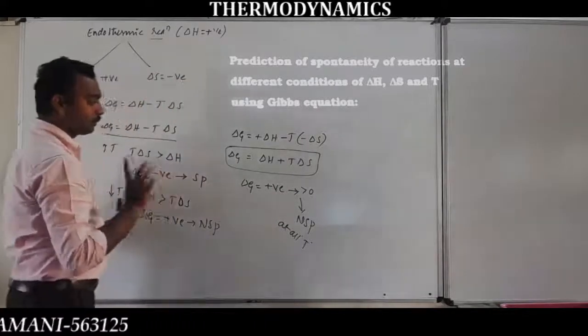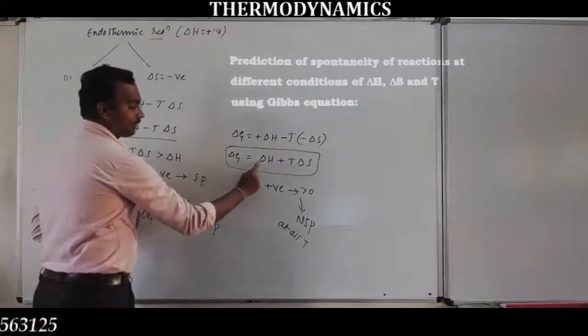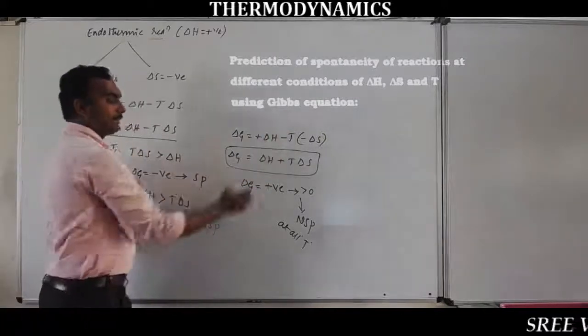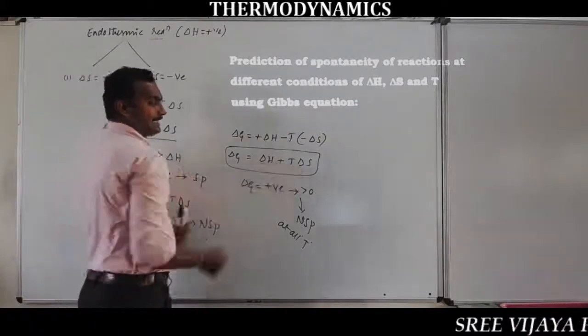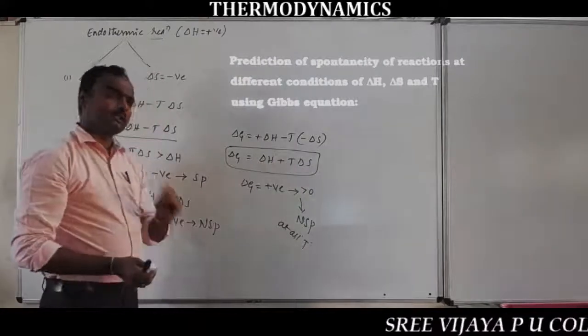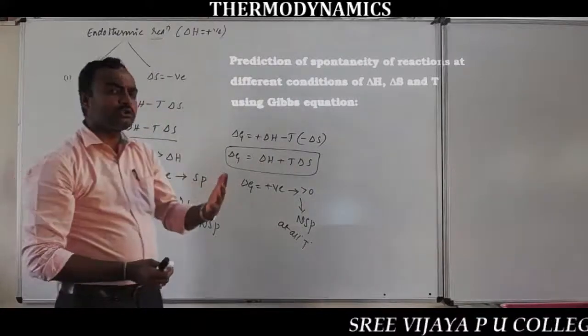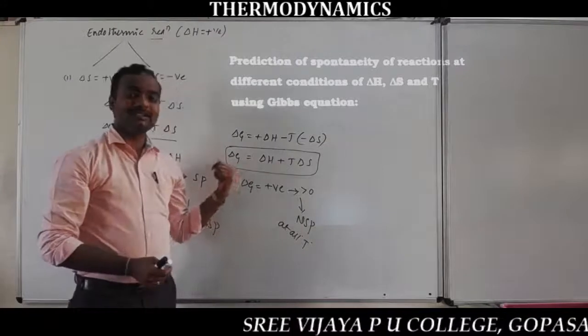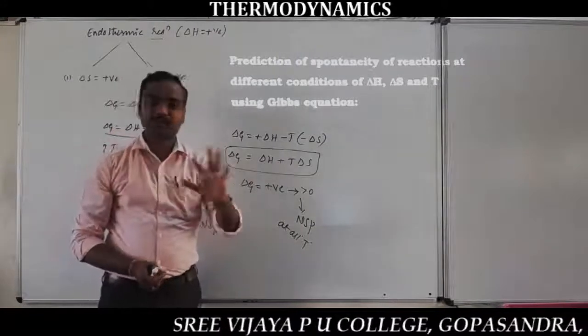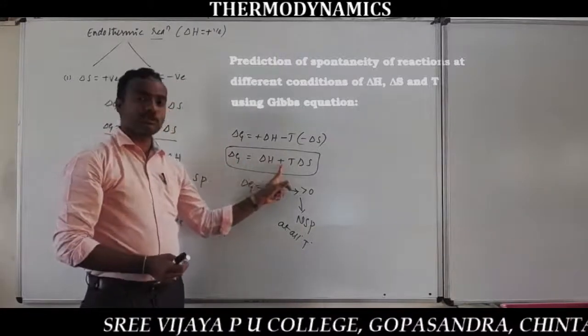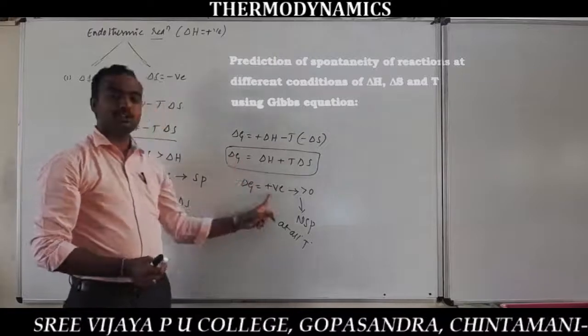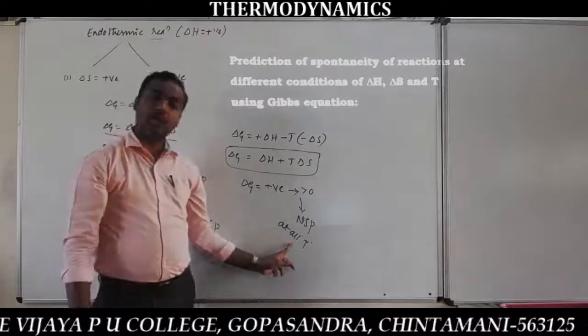So one more thing you have to remember. Delta G is equal to delta H minus T into delta S. If delta H and T delta S have the same sign, definitely it is negative: negative here, negative here. Then delta G is negative, that is spontaneous at all temperature. If positive here and positive here, definitely delta G is positive, that is non-spontaneous at all temperature.